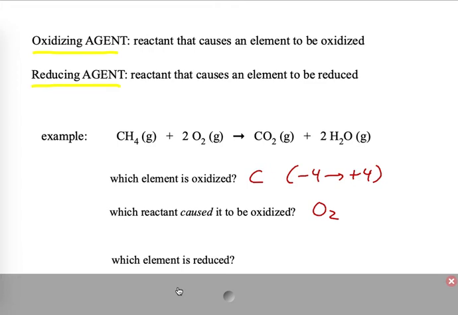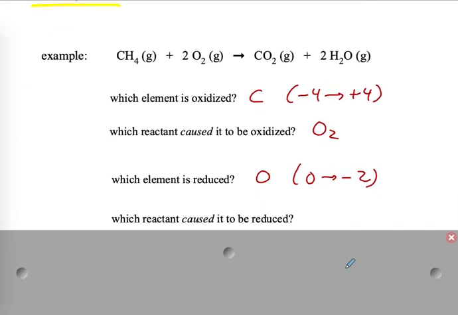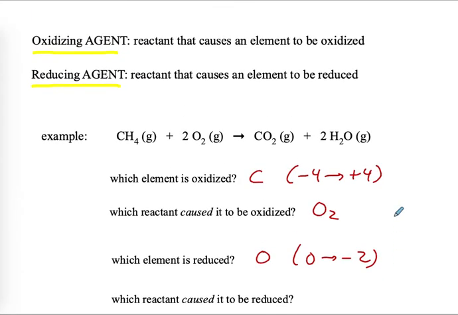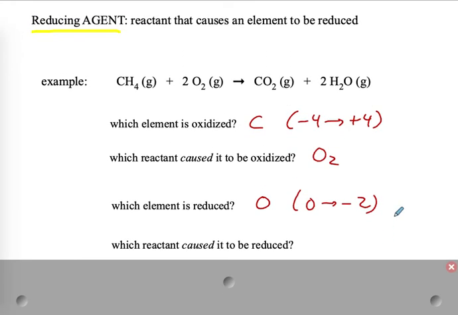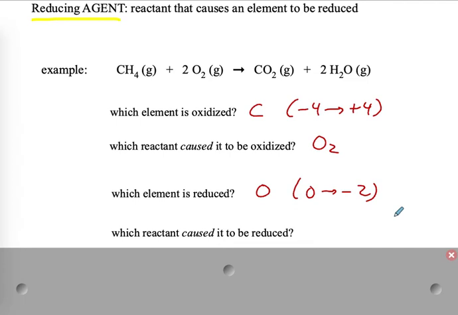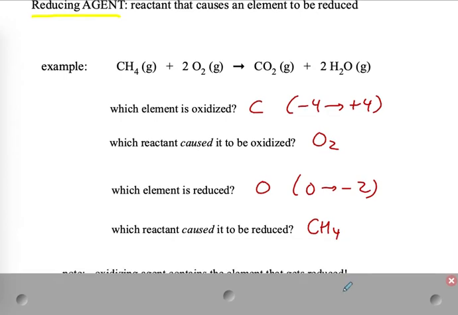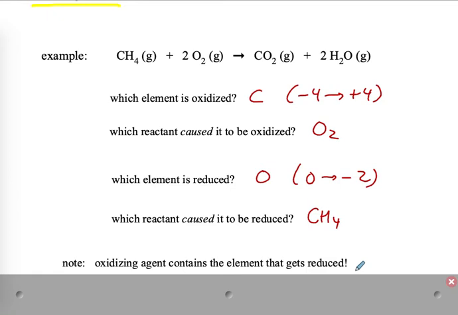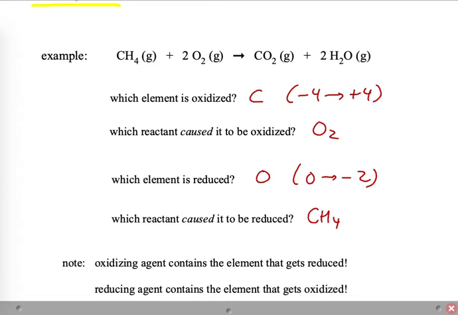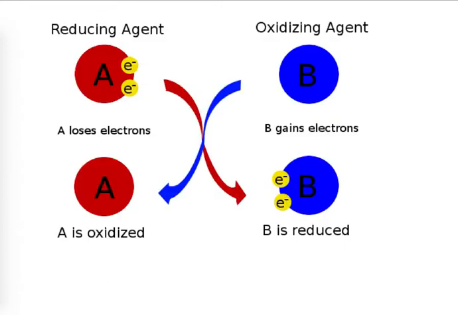Which element did we say is being reduced? Oxygen is being reduced because its oxidation number is going from 0 to -2. Which reactant caused it to be reduced? Well, it must have been the reactant that contained the element being oxidized, which is methane. Notice that the oxidizing agent and reducing agent correspond to the complete formula of the substance. So, the oxidizing agent contains the element that's being reduced, and correspondingly the reducing agent contains the element that's being oxidized. On the next slide is a really nice graphic that illustrates that.